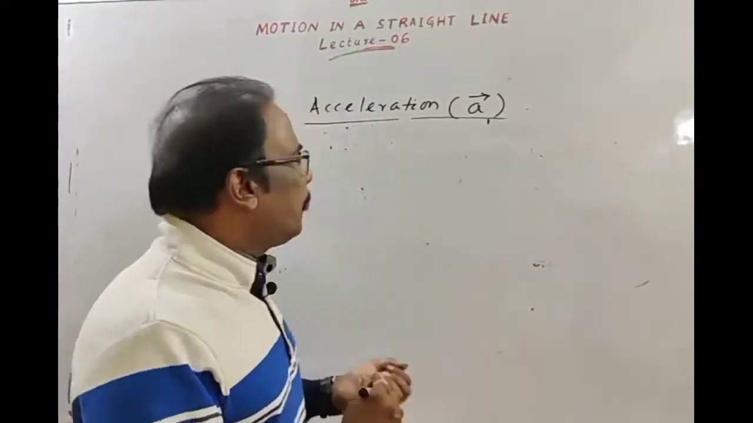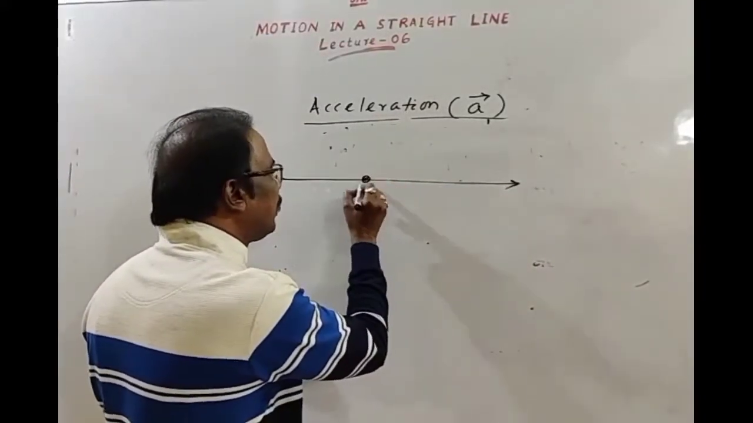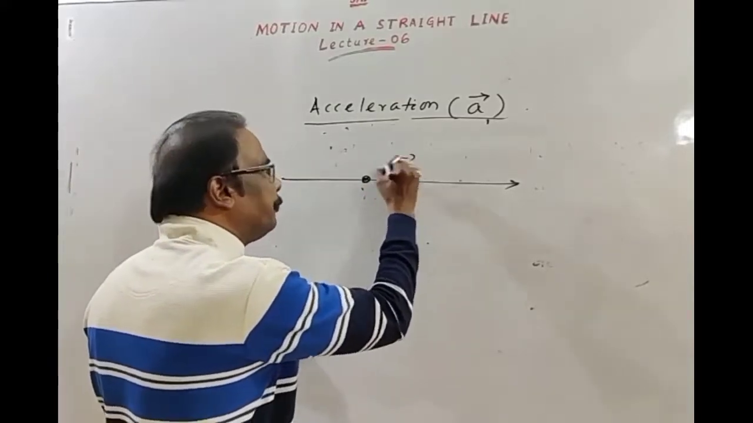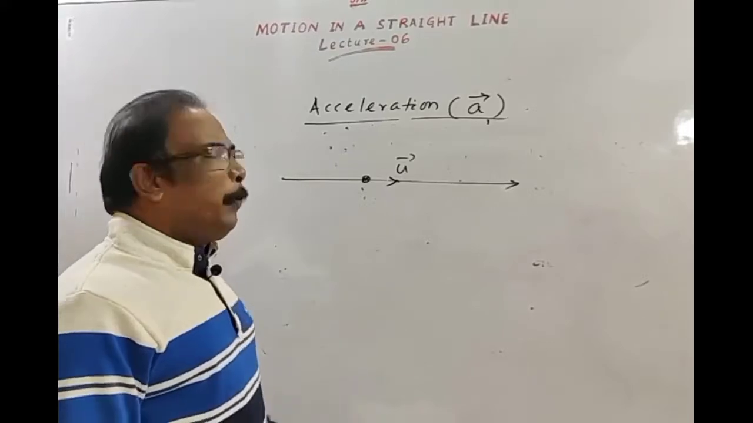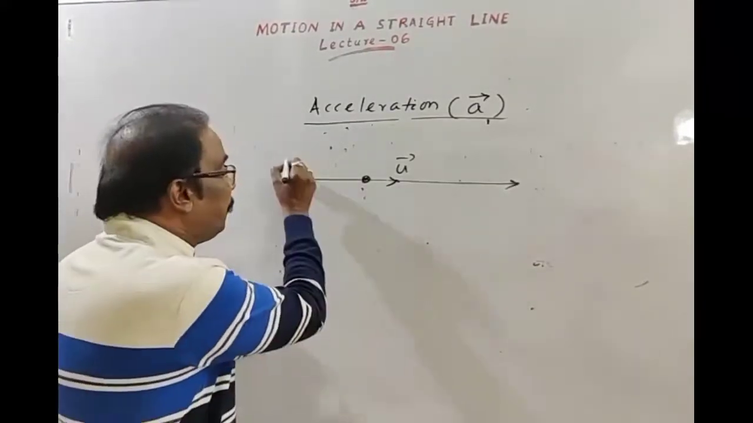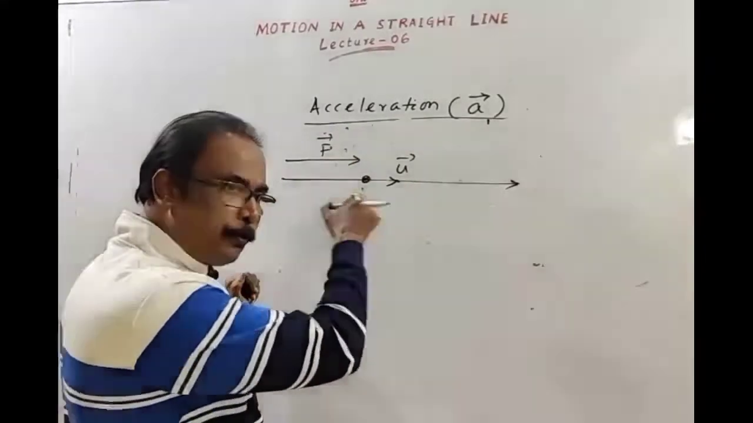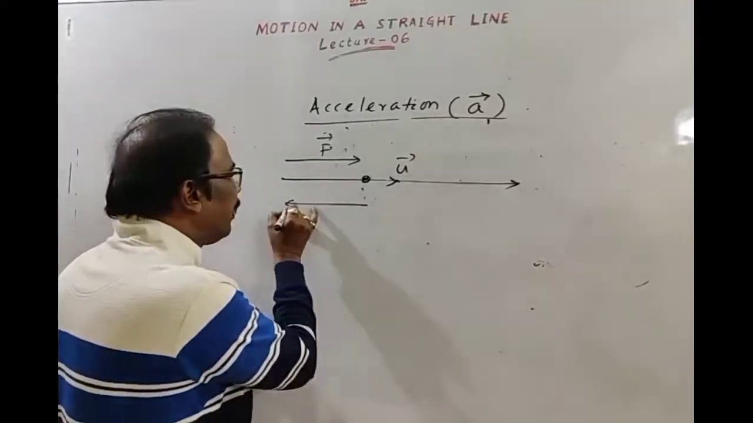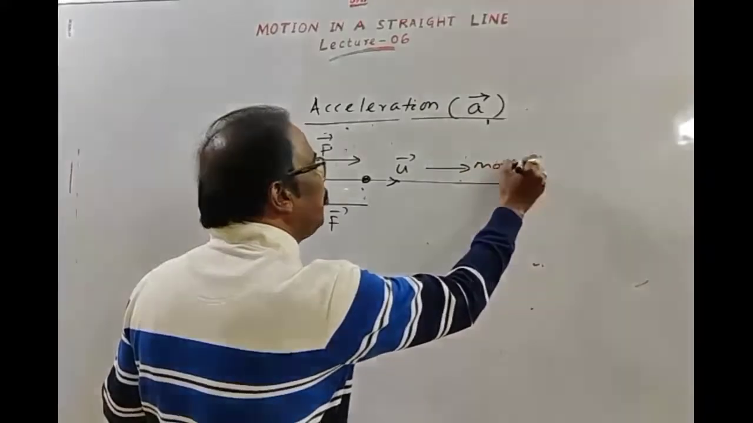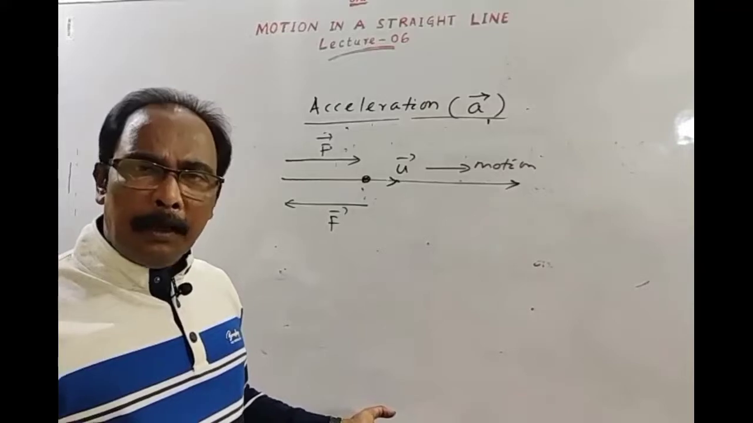both. Suppose a body is moving along a straight line. This is the motion of the body at any instant of time t. The body is at this position, moving with a velocity, let's say u. To increase the magnitude of velocity, the force is applied along the direction of motion, then velocity will increase. If force is applied opposite to the direction of motion, then velocity will decrease.